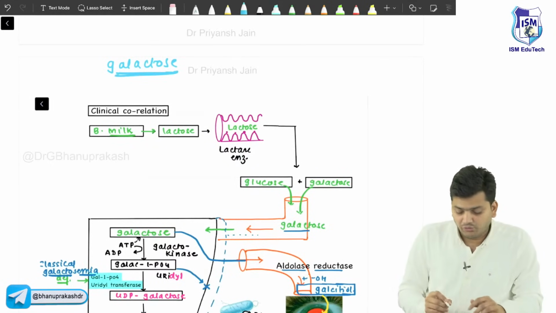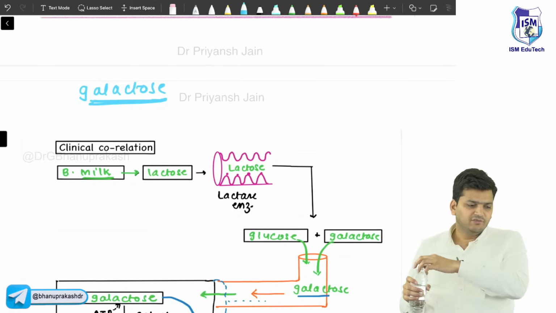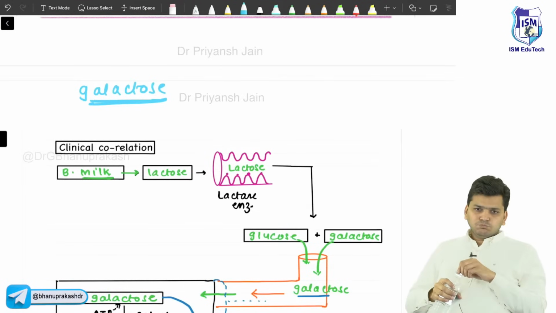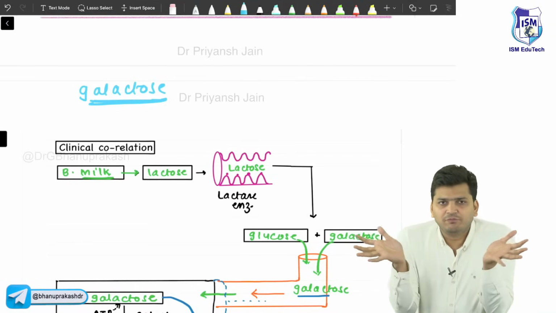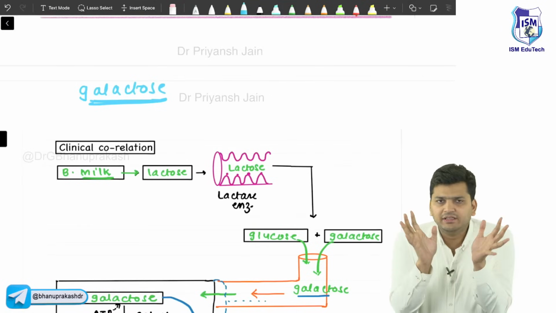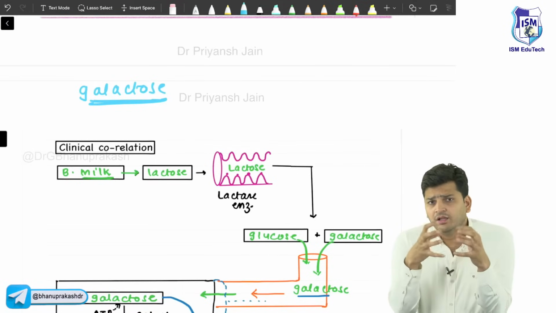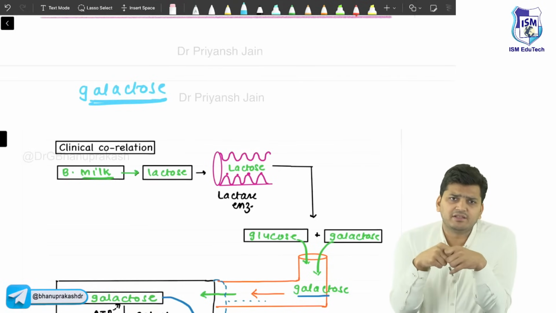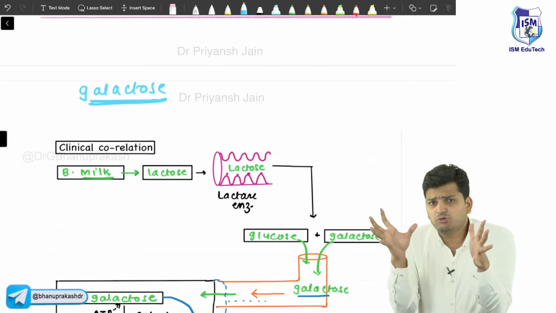How is galactose metabolized? First, let's understand where galactose is found. Galactose is found in milk. In milk, we have the milk sugar called lactose. When you drink milk, the lactose goes into your intestine. In the intestine, we have an enzyme called lactase, which will break the lactose into two, galactose and glucose.